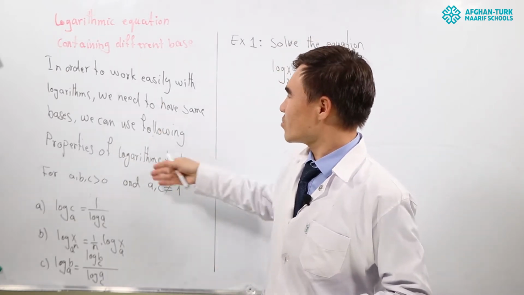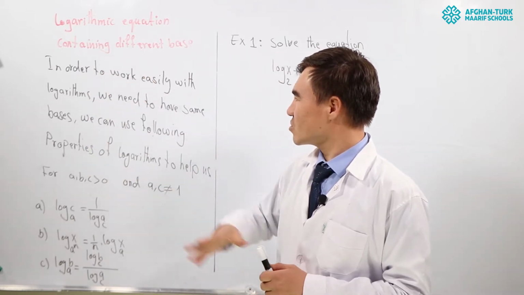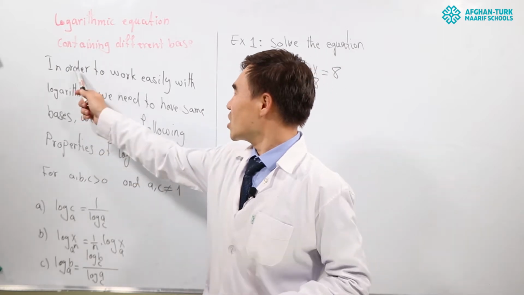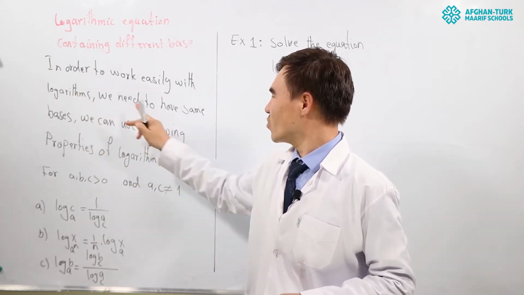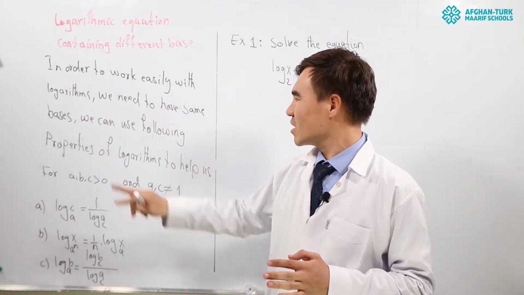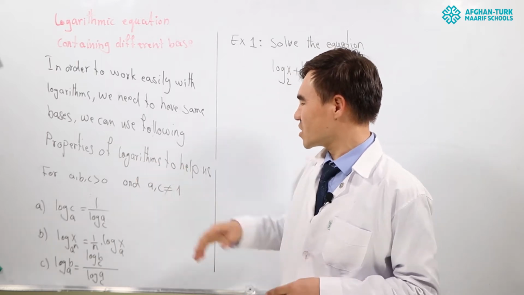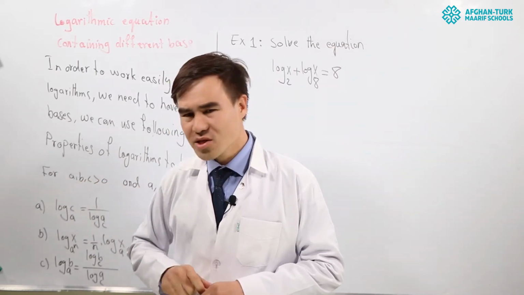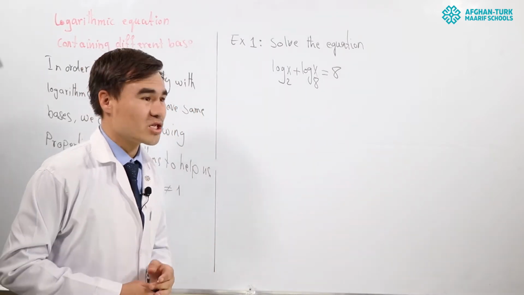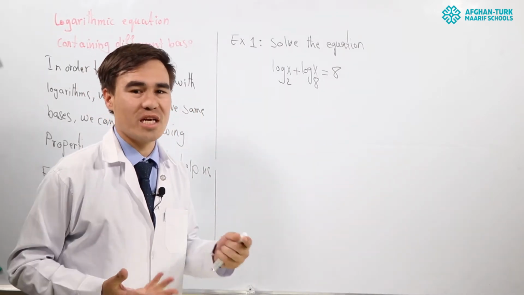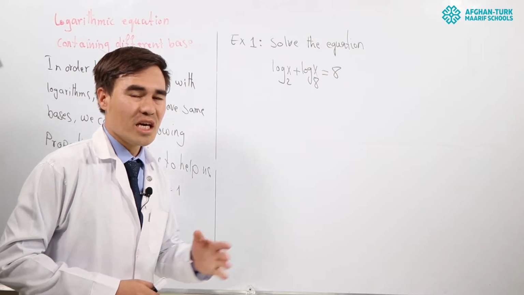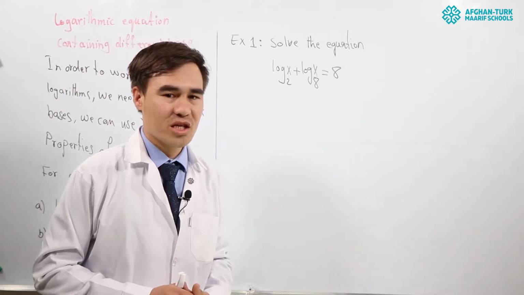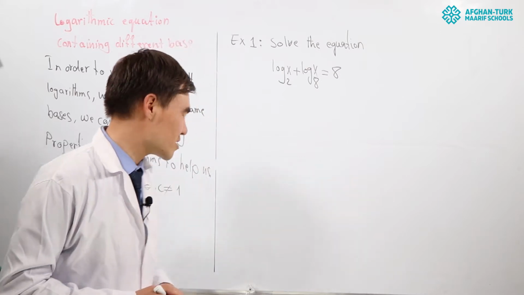As I wrote here, you must know this notice in order to solve with some changes. In order to work easily with logarithms, we need to have the same base. We can use the following properties of logarithms to help us. Dear students, we studied some base-changing logarithmic properties, and they are very applicable to solving this kind of different-base logarithmic equation.